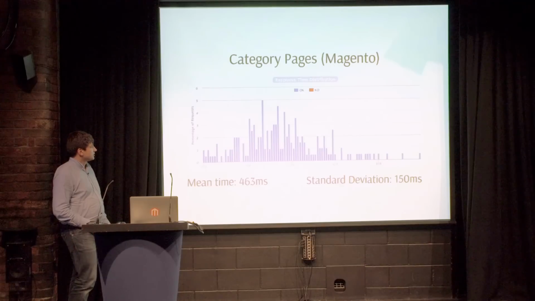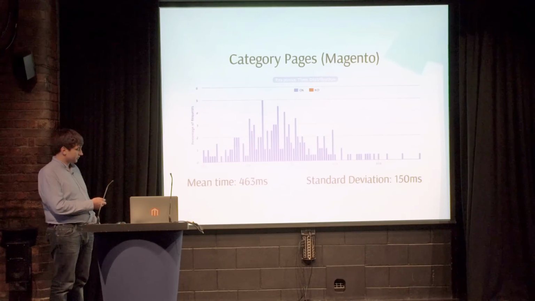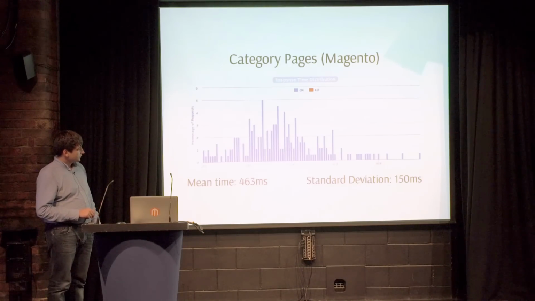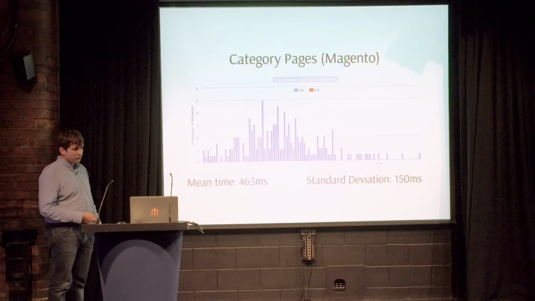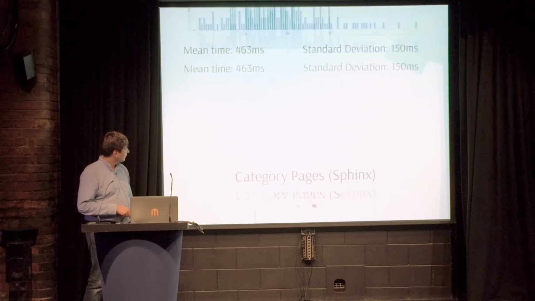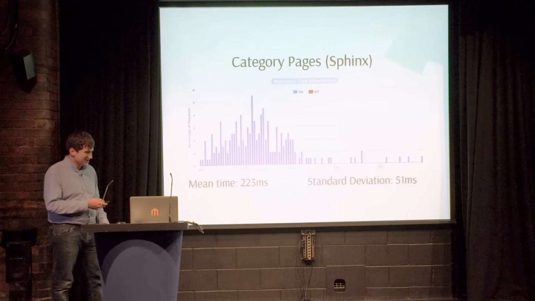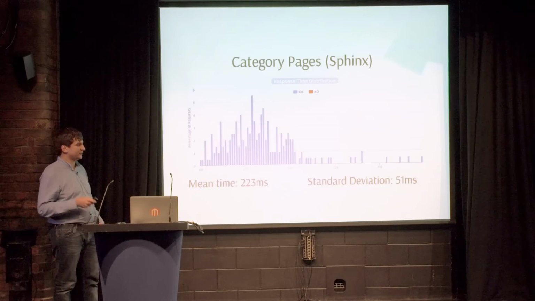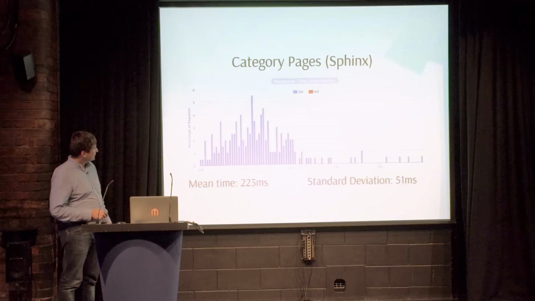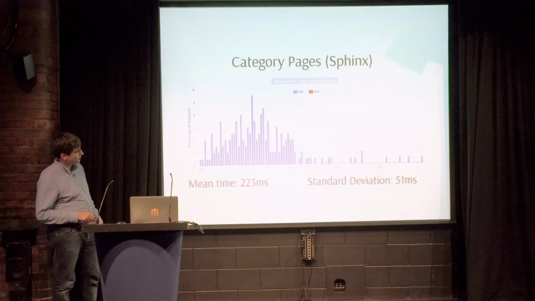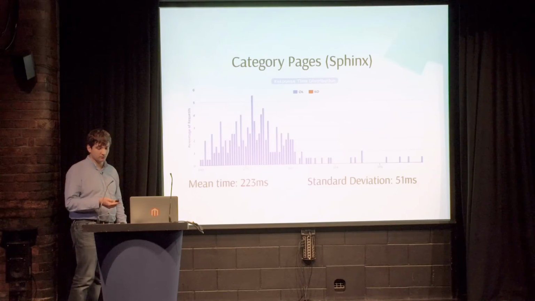And for comparison, the category pages of Magento are executed within 463 milliseconds, and the deviation is 115. Maybe that's too many benchmark results, but you will have to wait for something a little bit later. So here we also have something interesting: Sphinx returning a consistent result for all category pages. It's 223 milliseconds, and 51 milliseconds is the deviation for category pages.